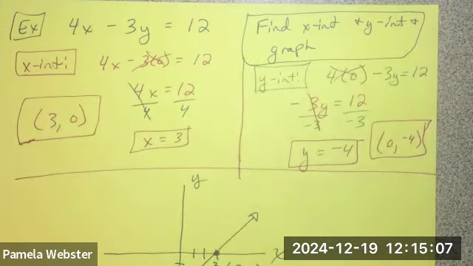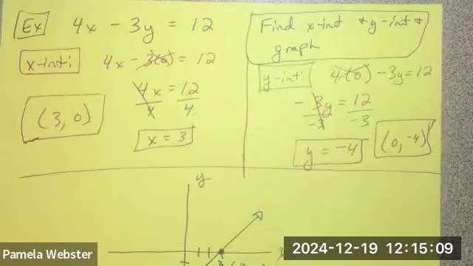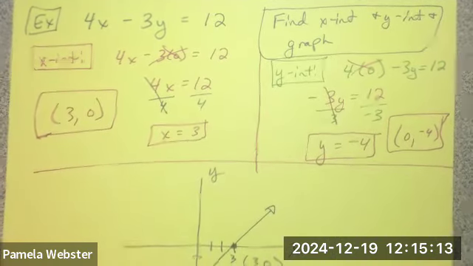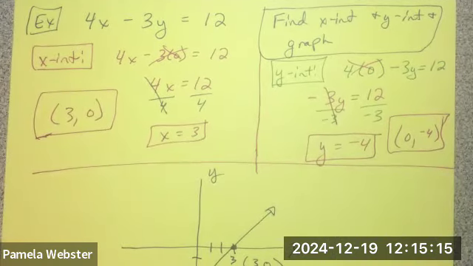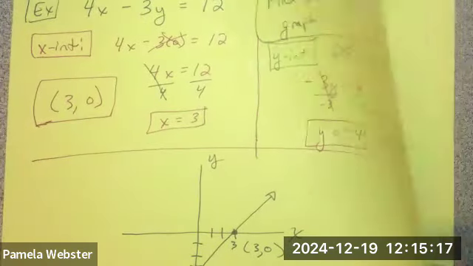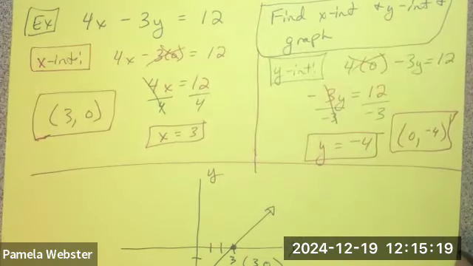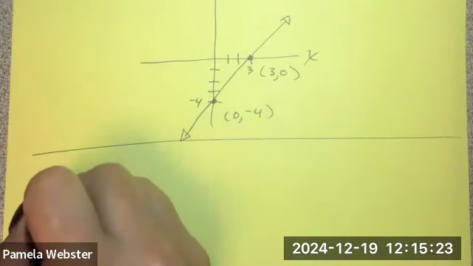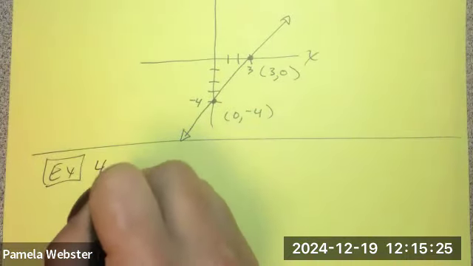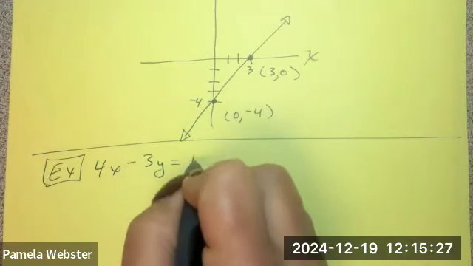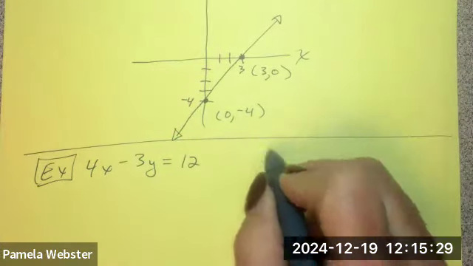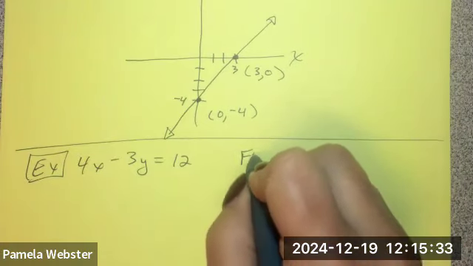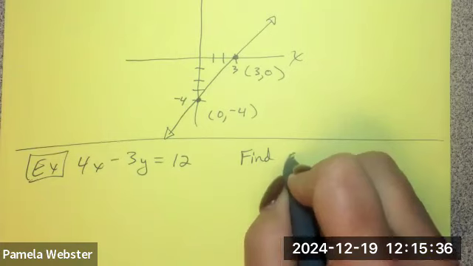But I should be able to solve this any way I want to and then graph and still basically get the same picture. So let's see if we can do it the other method. So we're still going to use the same equation, 4x minus 3y equals 12, but we're going to find the slope-intercept form of the line.